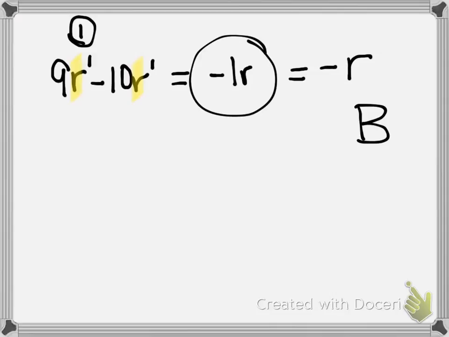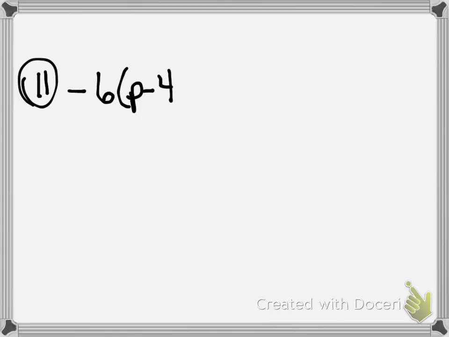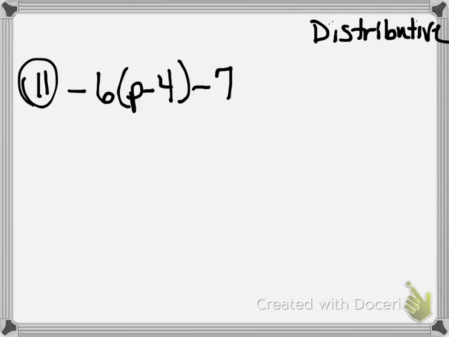Now let's do one of these that's a little more complex. Let's look at number 11. Number 11 brings into light a new property, which is called the distributive property. You're going to use the distributive property all through math. In all of your upper level math classes, you will use the distributive property over and over and over.